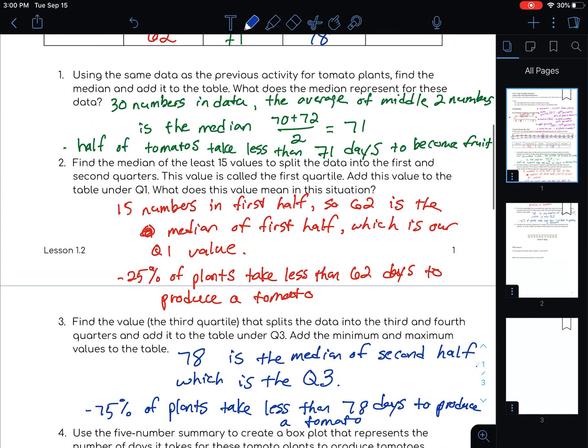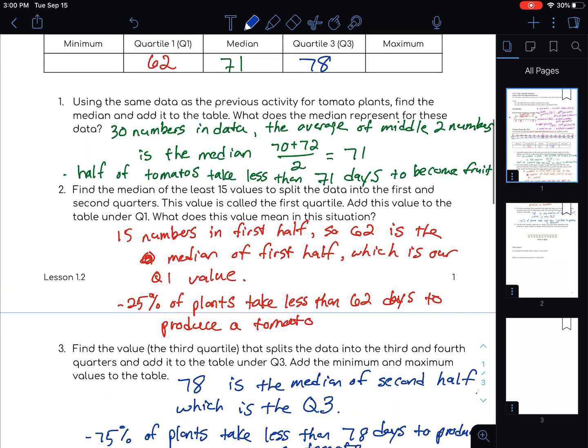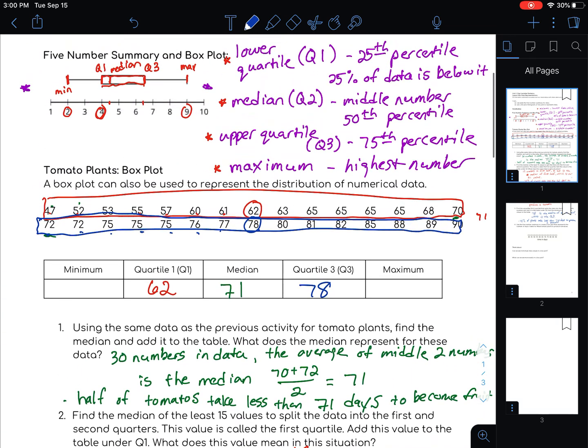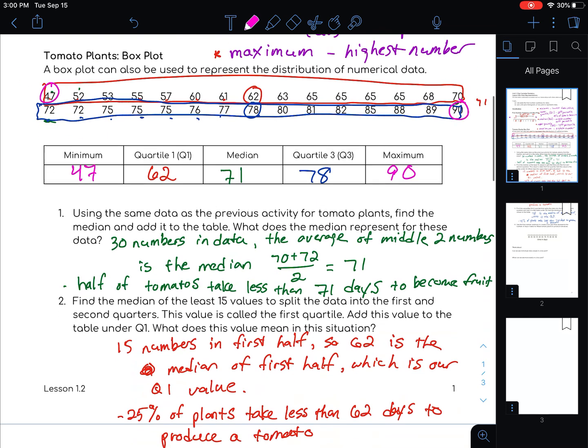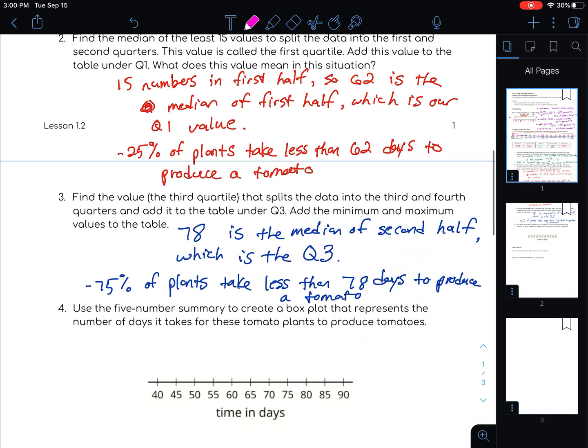All right. Those are the harder three to figure out. Luckily, the last two are very simple to figure out because that's the minimum and the maximum. The minimum is simply the lowest number on our list, so 47, and the maximum is the highest number on our list, so 90. So maybe we can put over here: 47 is the minimum, and 90 is the maximum.